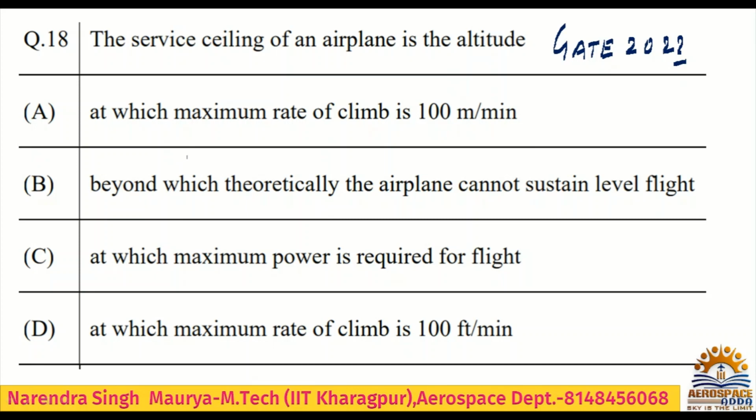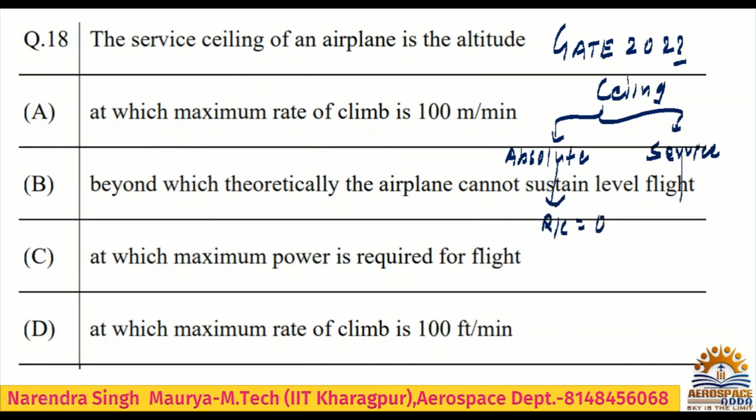So basically ceiling, we know two types of ceiling in climbing of the aircraft if you see. Two types of the ceiling we have. It is nothing but absolute ceiling and service ceiling. Now the question here is related to service ceiling, but you need to remember that at absolute ceiling the rate of climb value is 0. And at service ceiling the maximum rate of climb value is, you need to remember this, 100 feet per minute. This 100 feet per minute, if you calculate, is approximately 0.508 meter per second.